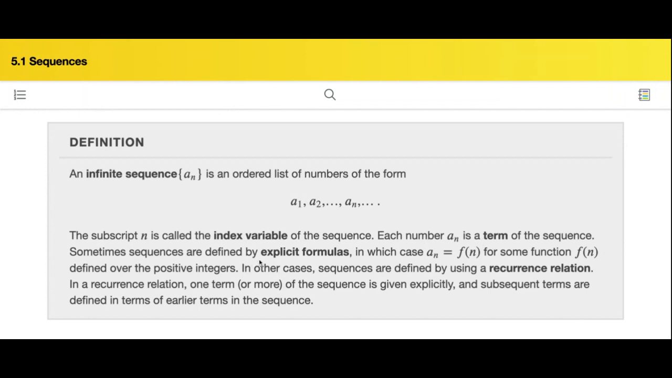Some sequences are defined by explicit formulas. Sometimes we may have a formula for that, in which case a_n equals a function of n. Sometimes we're lucky, we can write each one as a function value. So the nth term as f of n. You can think of a1 as f of 1, a2 as f of 2, and so on and so forth, if each term can be represented as a function in terms of its position.